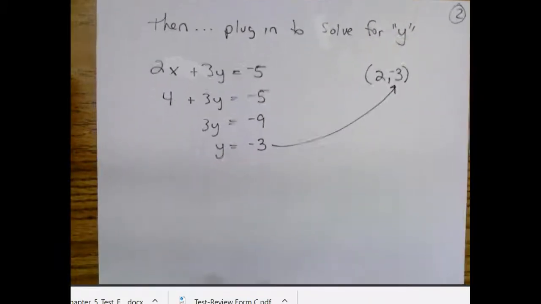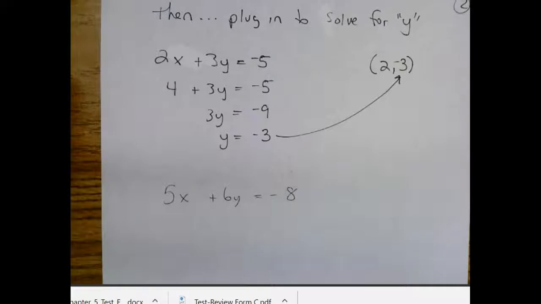I'm going to pause, and then I'll show you what I did. Okay, so I got this written down, the 5x plus 6y equals negative 8. That's our other equation we started with. And then we just plug in 2 for x and see if we get negative 3 for y.